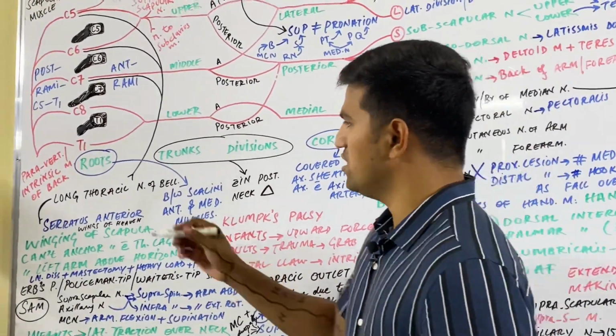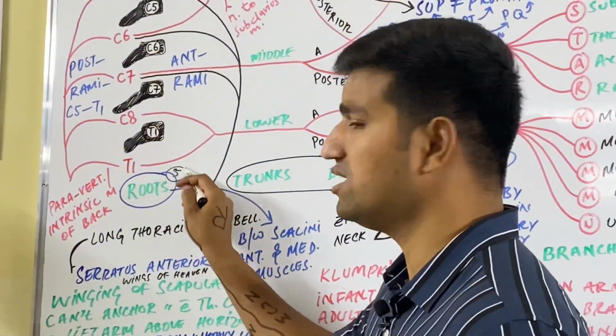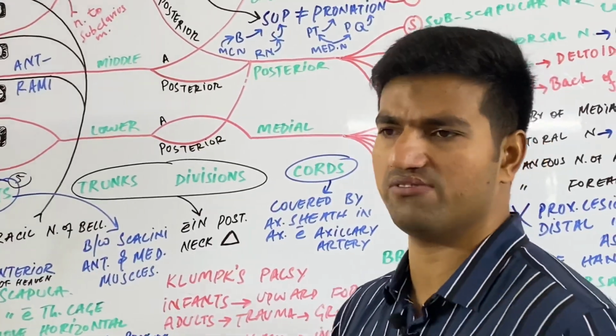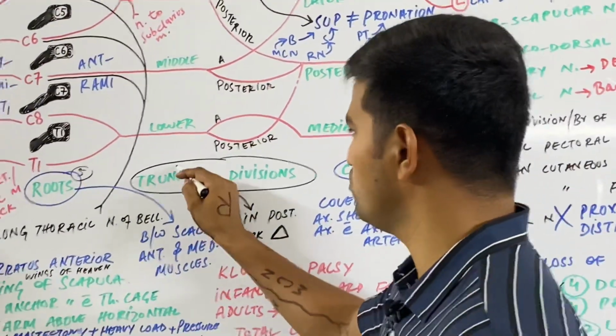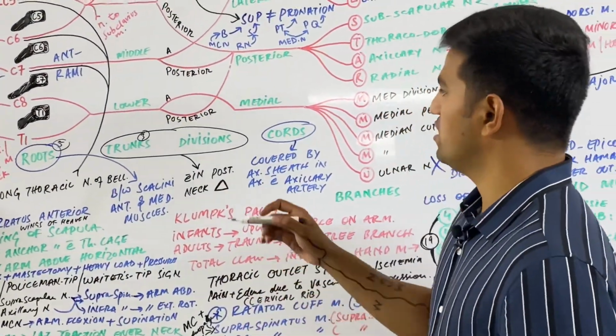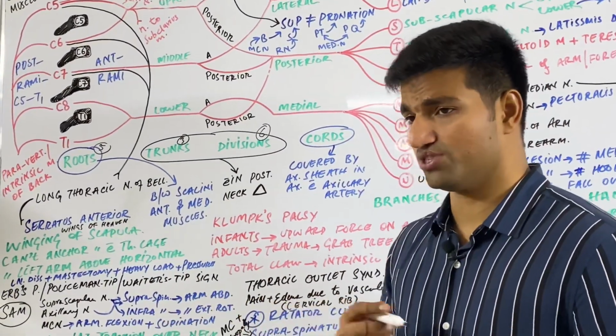If we talk about roots, we have five roots: C5, C6, C7, C8, and T1. Total five nerve root values. If we talk about trunks, we have three trunks: upper trunk, middle trunk, and lower trunk. If we talk about divisions, we have six divisions: three anterior divisions and three posterior divisions.